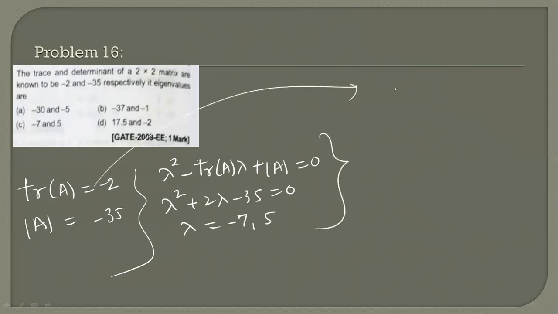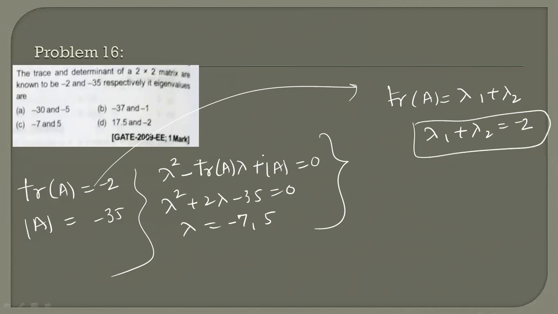What about the second method? Trace of A is equal to the sum of eigenvalues, and the sum of the eigenvalues is given to you in the question as minus 2. And see the options. The sum of minus 37 and minus 1 is not going to be minus 2. Minus 30 and minus 5 sum is not going to be minus 2. Minus 17.5 and minus 2 is not going to be minus 2. Minus 7 plus 5 is going to be minus 2. It means option C is correct. So this is another way to solve the problem with the help of options also.